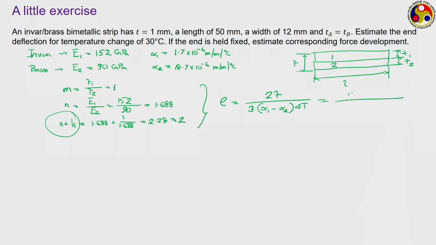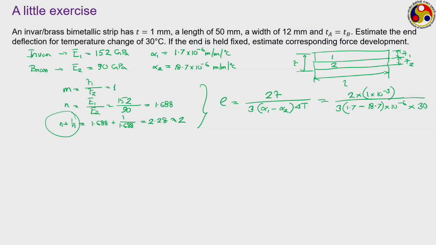So, we have 2 into T, the thickness is 1 millimeter, so 1 into 10 to the power minus 3. I keep on repeating, always use the SI units. So, we have converted this millimeter to meter to make the calculation consistent, divided by 3 into alpha 1 minus alpha 2. So, here alpha 1 minus alpha 2 is 1.7 minus 18.7 into 10 to the power minus 6, into delta T, which is 30.